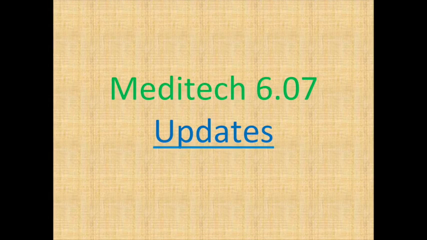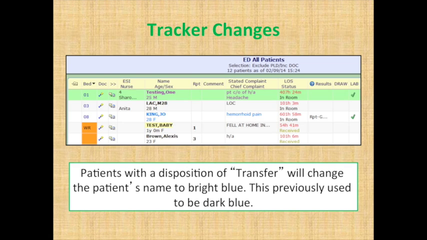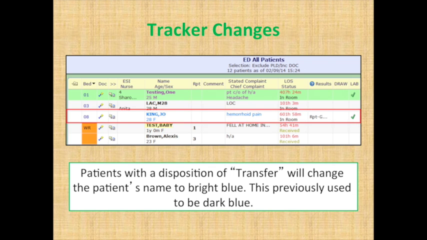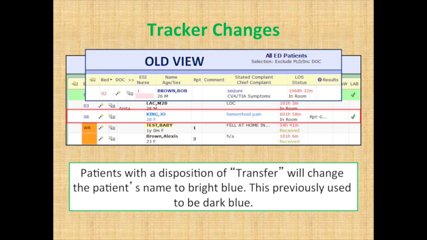Meditech 607 updates. Tracker changes. Patients with a disposition of transfer will change the patient's name to bright blue. This previously used to be a dark blue color.